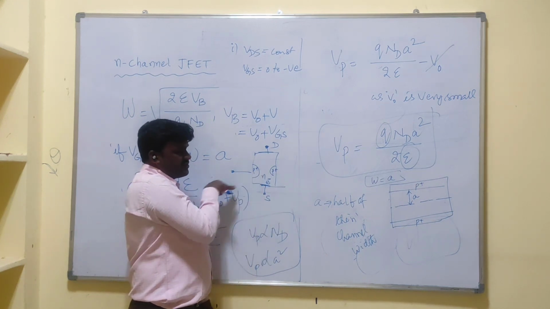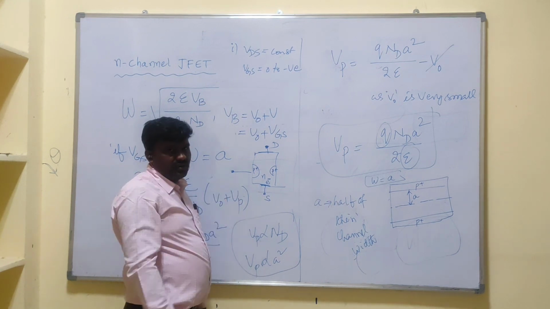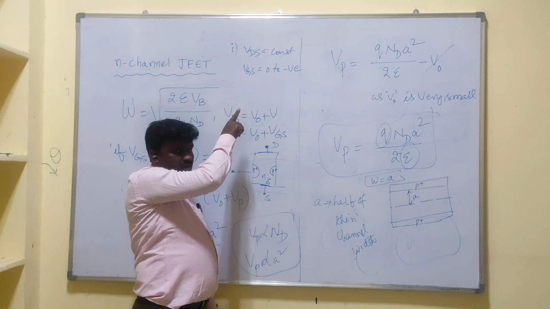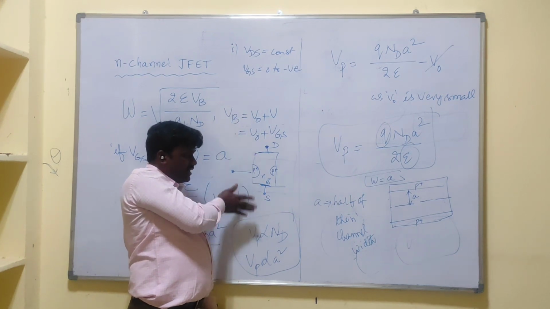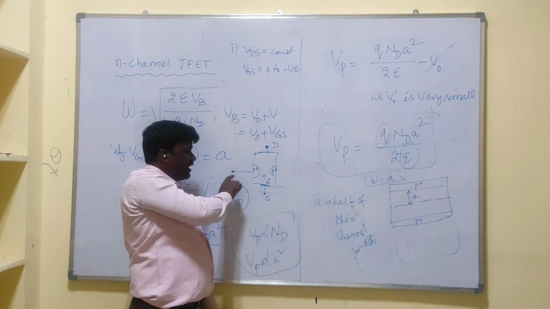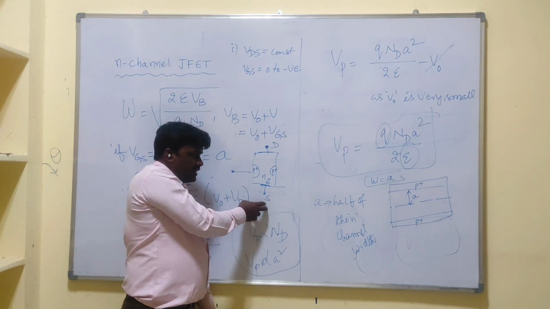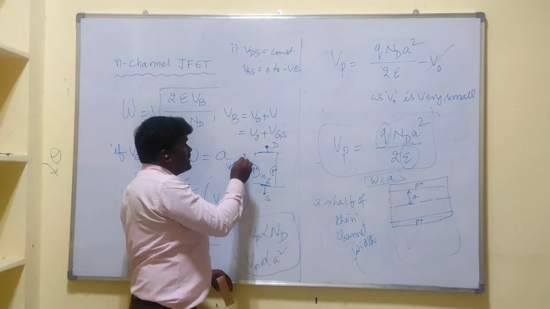If these PN junctions are forward biased, in that case there is a flow of current from gate to this channel. But current must flow through the channel, and the charge carriers must flow from source to drain, not from gate. Okay, so that's why we have to consider this VGS as a negative only. Now we will see the second case.